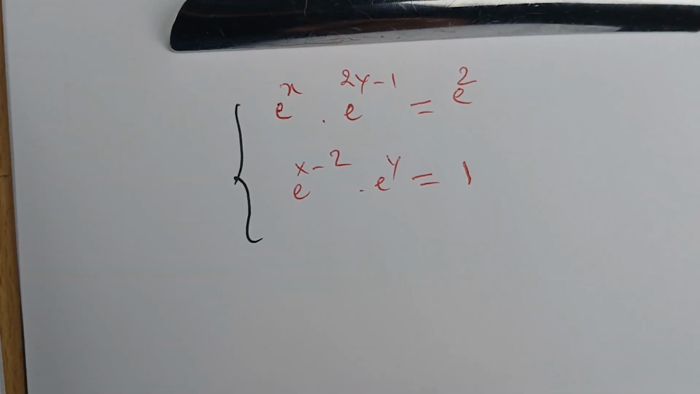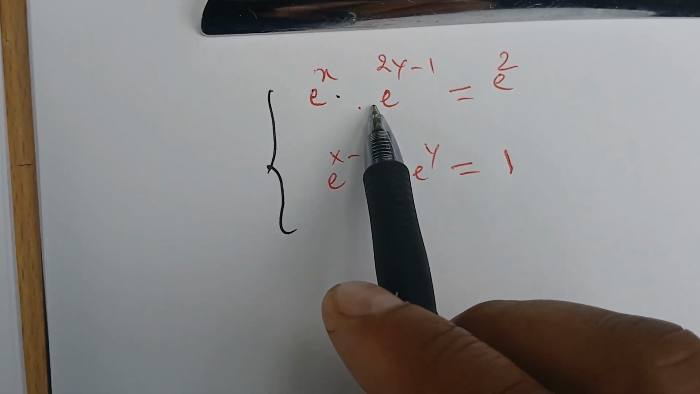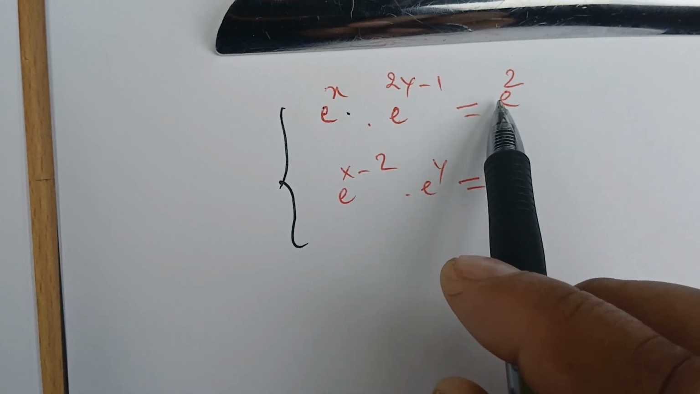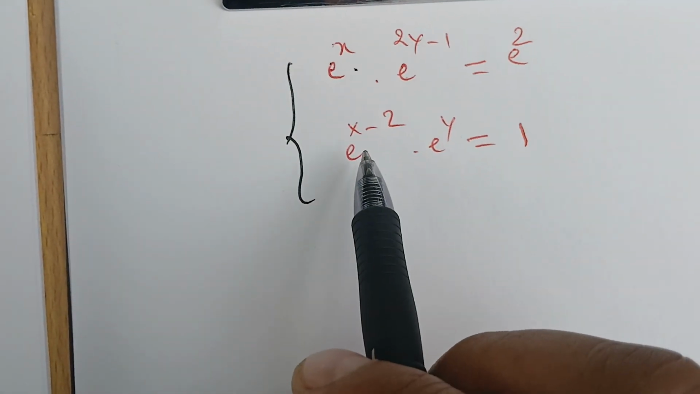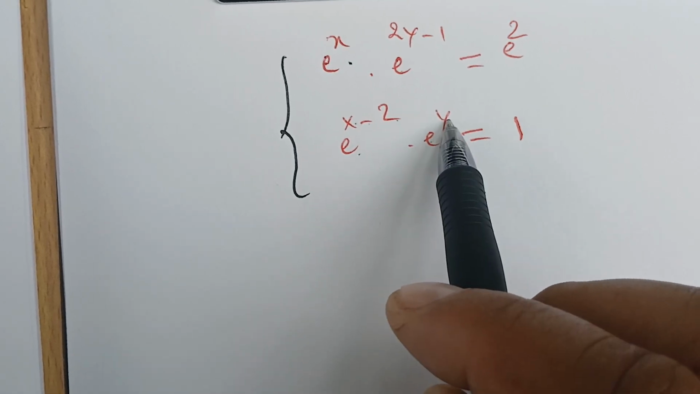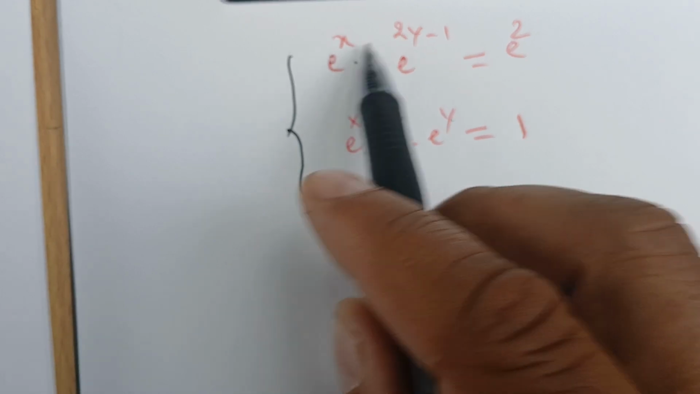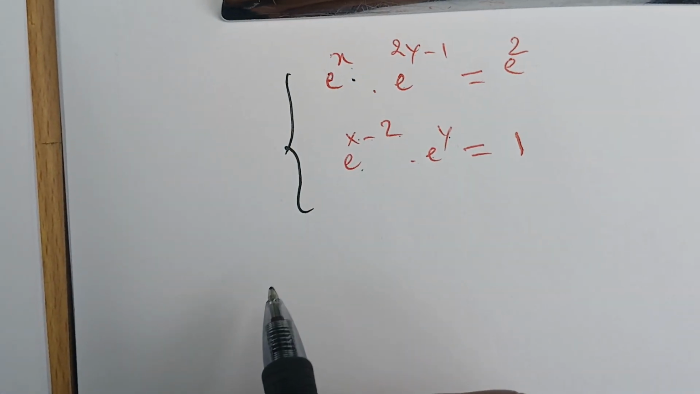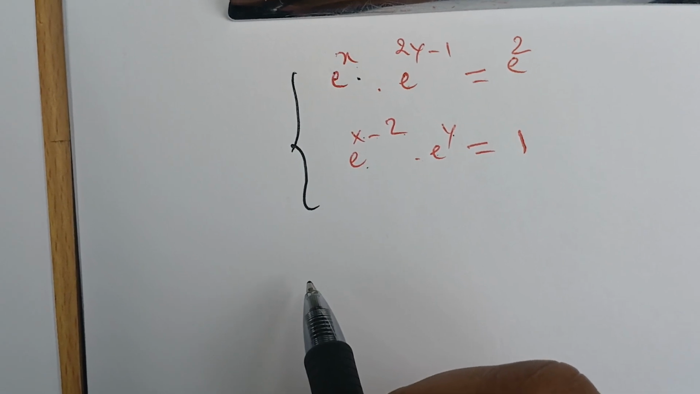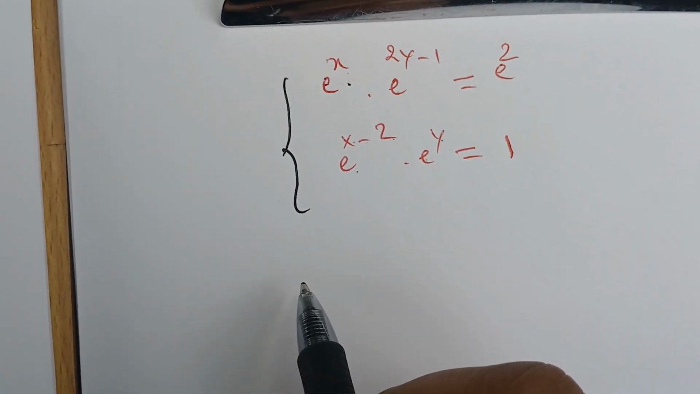Consider the following system. e to the power x times e to the power 2y minus 1 equals e squared, and e to the power x minus 2 times e to the power y equals 1. So we want to solve for x and y. So this is a system based on some exponential equations.